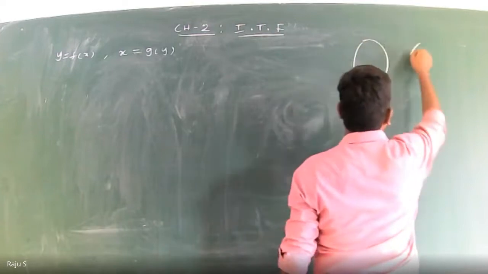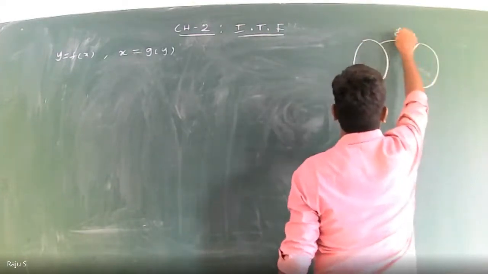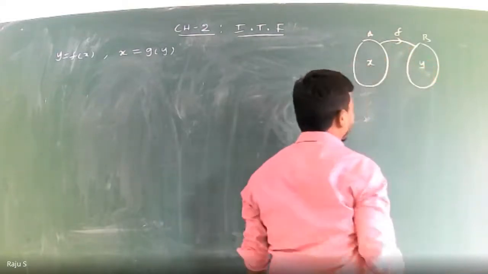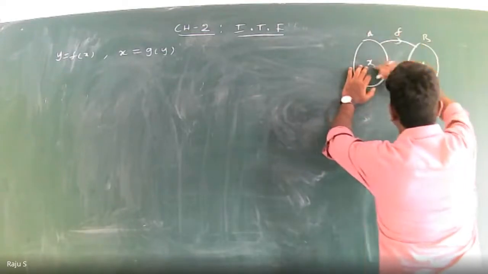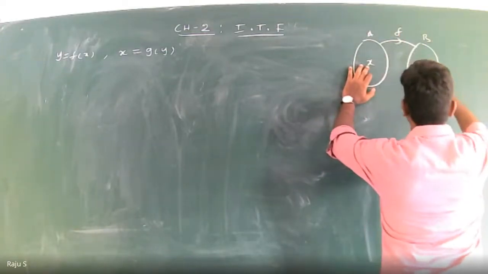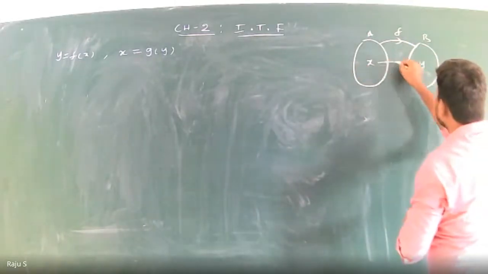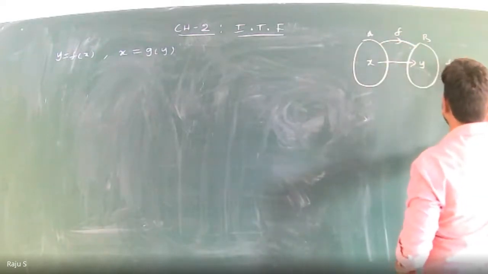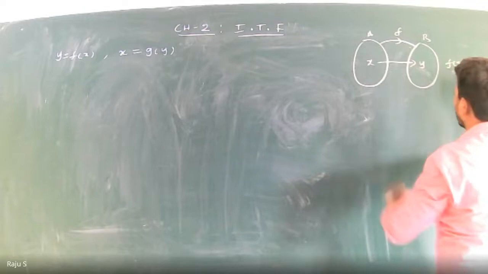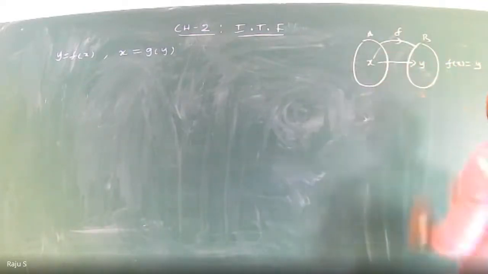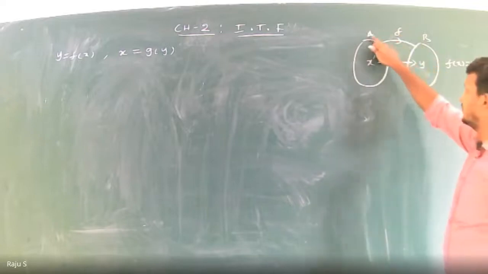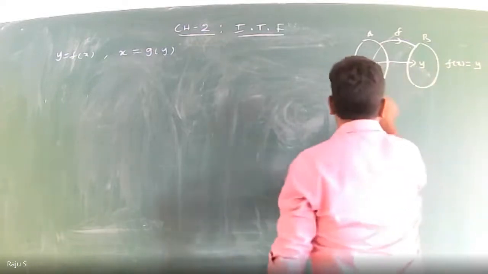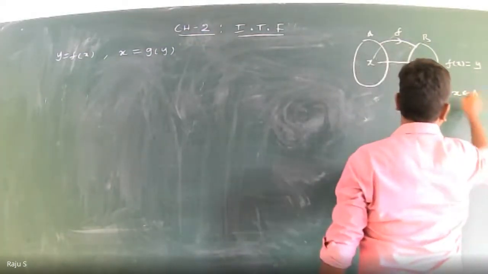If I take the function f from A to B, A having elements x and B having elements y, clearly the domain belongs to x and the codomain belongs to y. The image of x will be y, so this can be written as f of x is equal to y. Nothing but f is a function from A to B, defined as f of x is equal to y, where x belongs to A and y belongs to B.